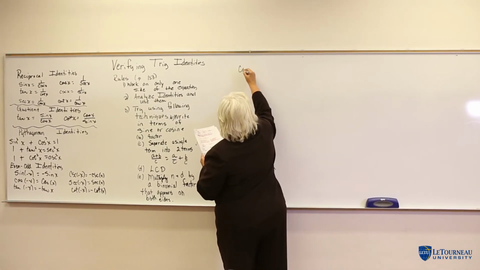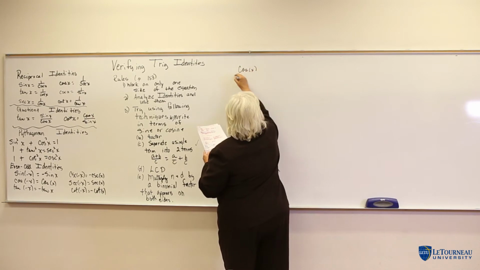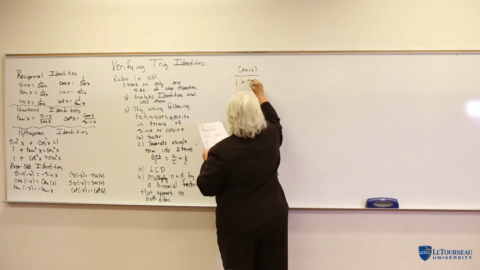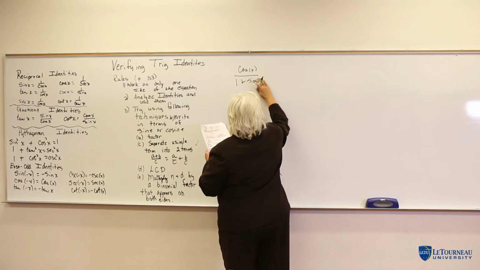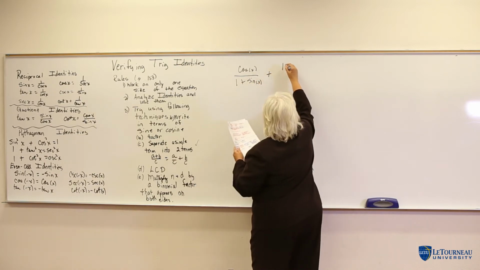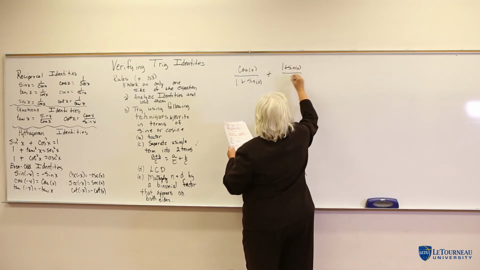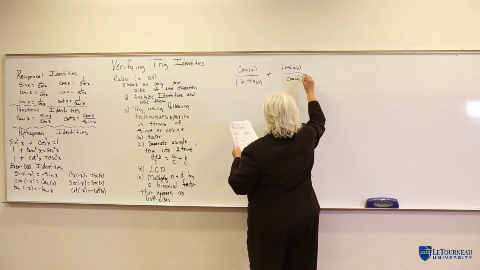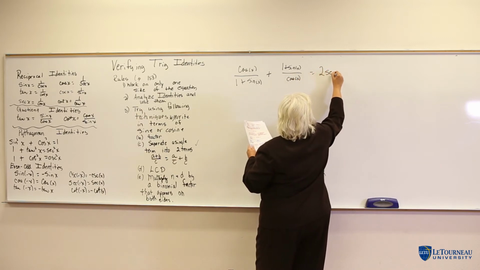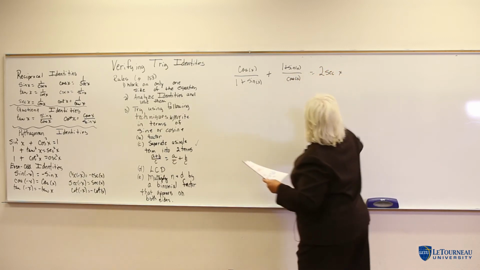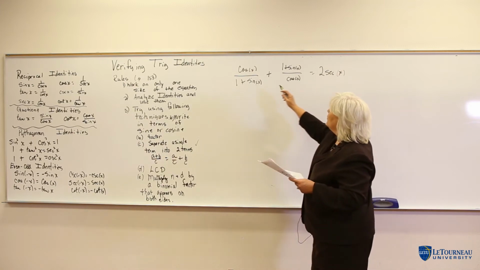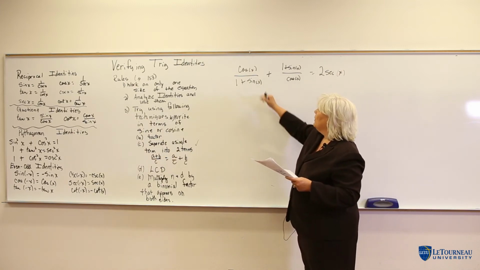Okay, so what if we had cosine x over 1 plus sine x plus 1 plus sine x over cosine x is equal to 2 secant x. You need to be mindful of looking and seeing what you have.